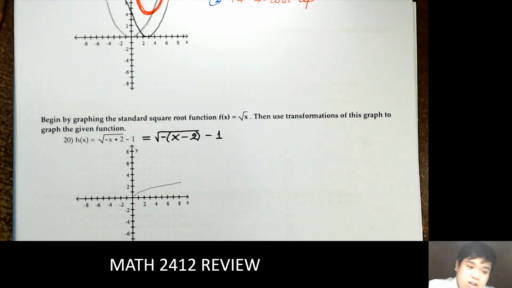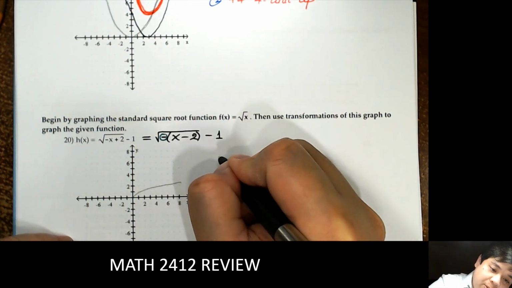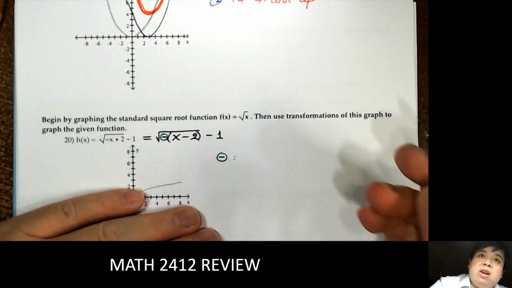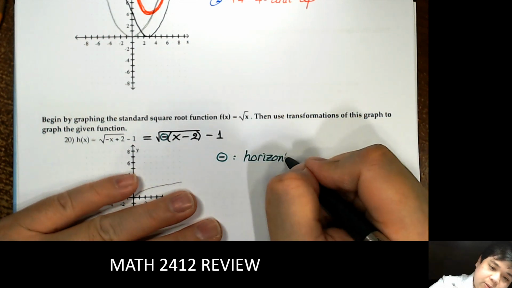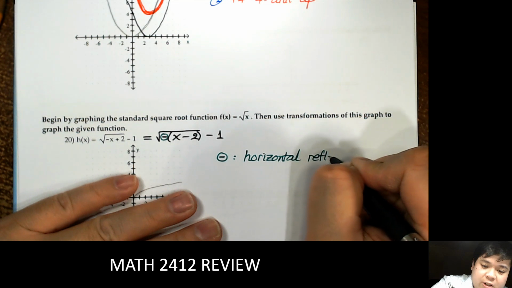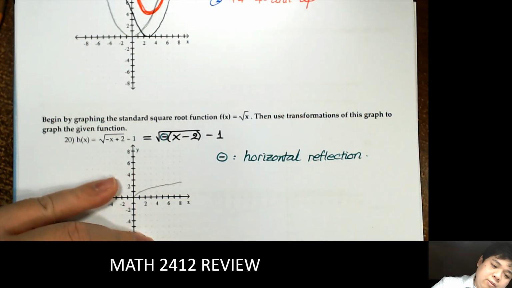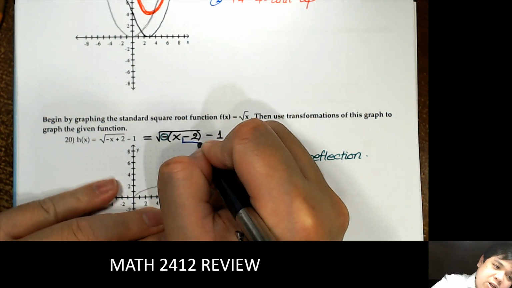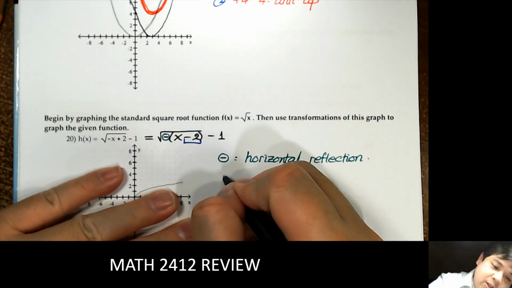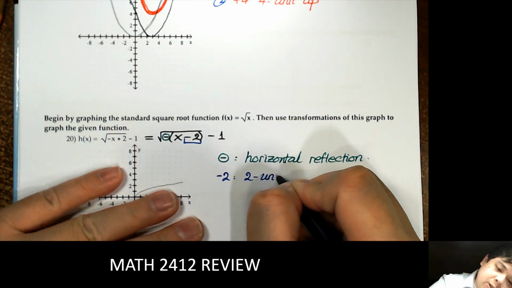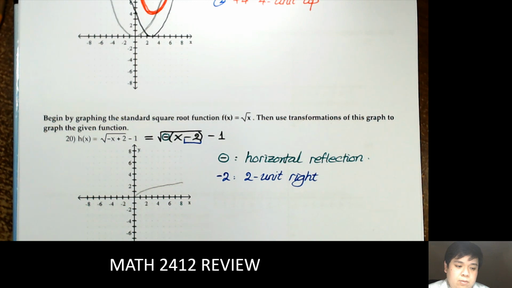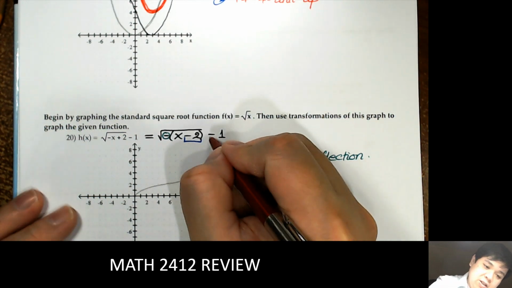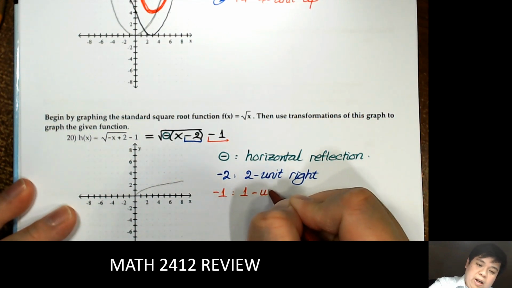So there are three things here to consider. First, there is the minus. That is inside of the square root, so this will flip it horizontally, a flip or reflection. The minus 2, we have 2 units to the right. And then the minus 1, 1 unit down.